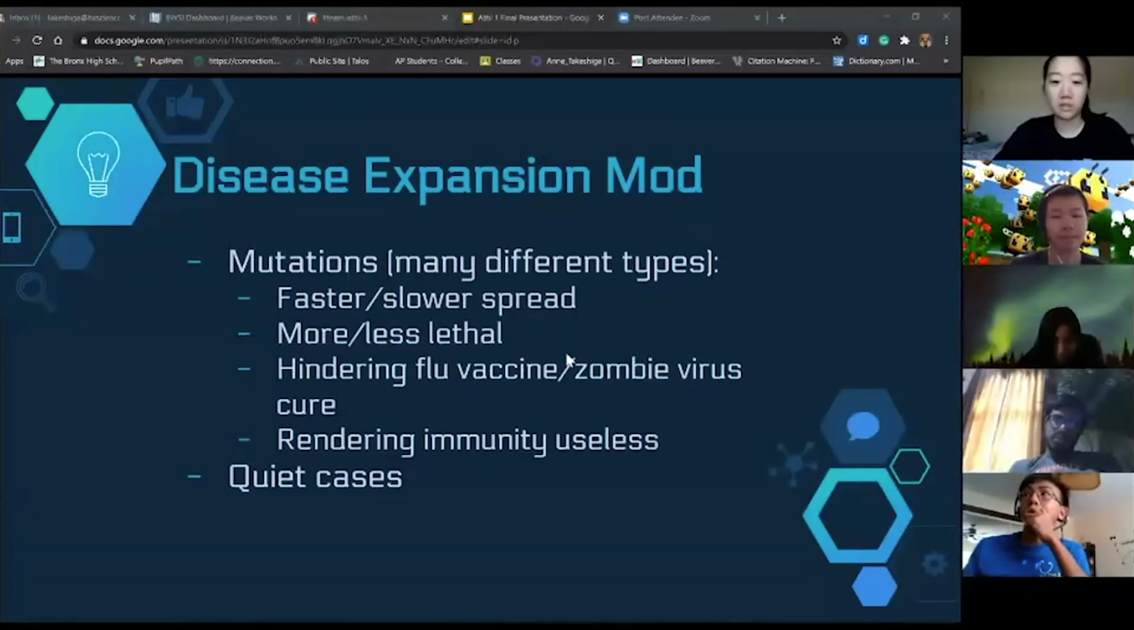So when a mutation occurs, the viruses behave in different ways, such as spreading faster or slower, or making vaccines or cures less effective. And this is similar to how diseases spread and change in real life. We also have a quiet cases feature. Quiet cases only occur a very small percent of the time. They include having no zombies at all, having no flu at all, or having neither zombies nor flu in the game. And this is similar to how outbreaks are not always full-blown in real life.